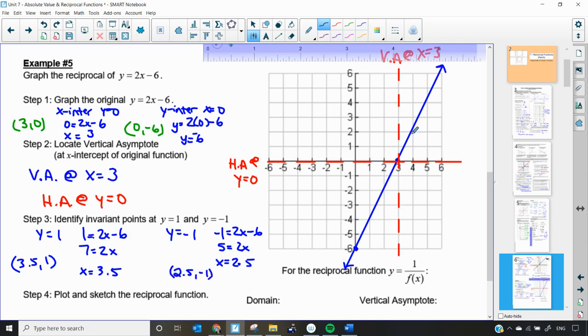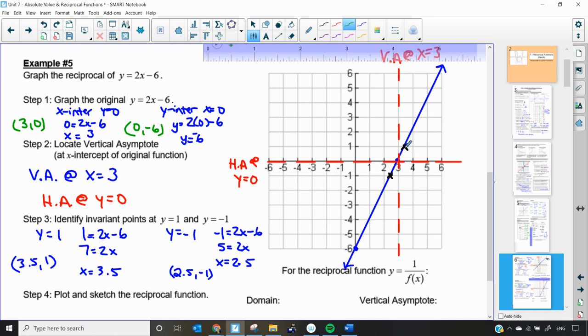So on the grid, we would plot those invariant points. So we'd have an invariant point right here at 1. So that's happening at 3.5. And we would have one here that's happening at 2.5. And so 2.5 would be right here. So again, if you notice, our graph is pretty close, but mine's slightly off. So we can't just rely on our graph. And so from there, we would sketch our graph.